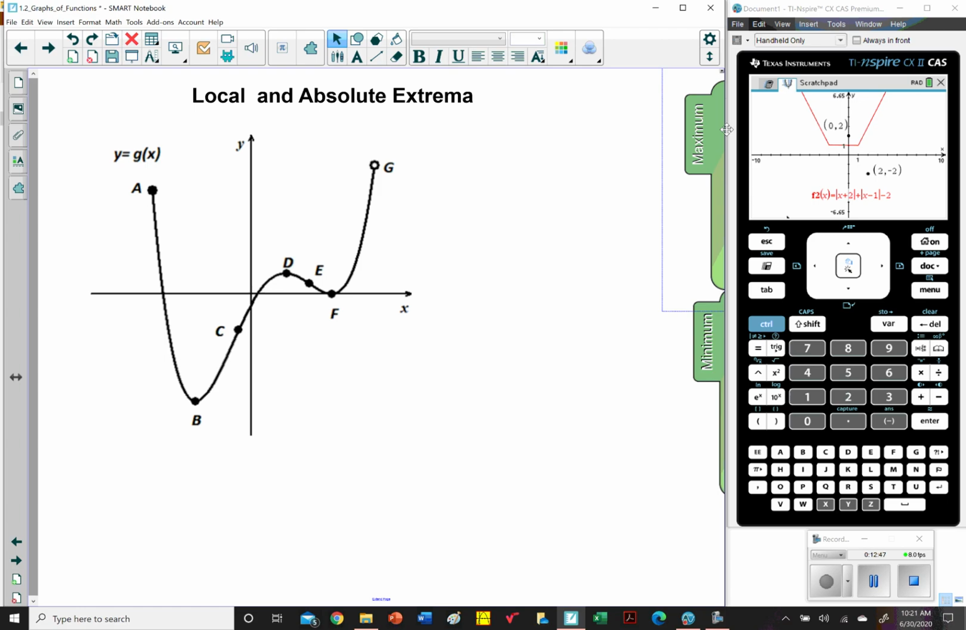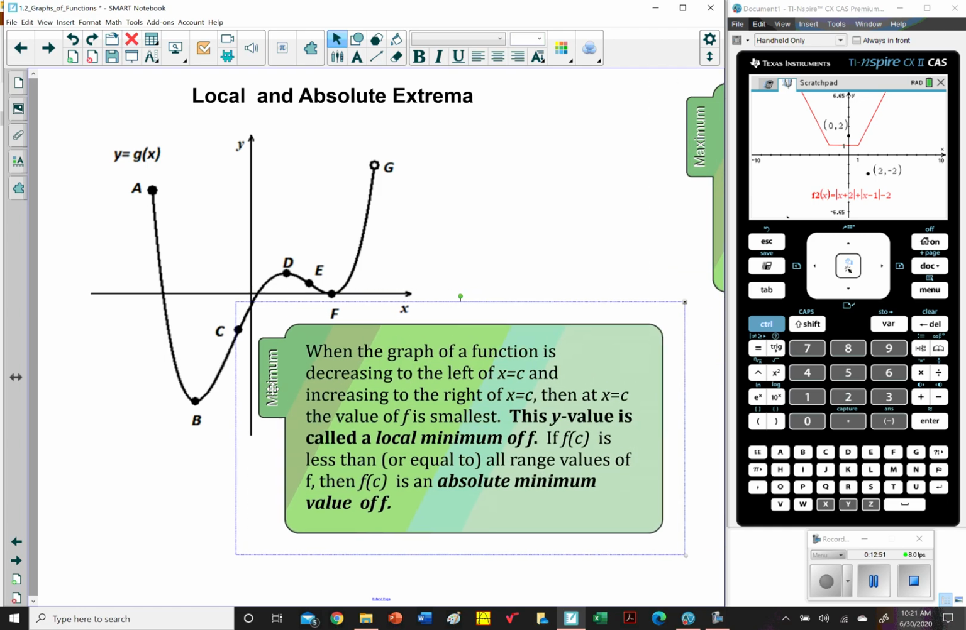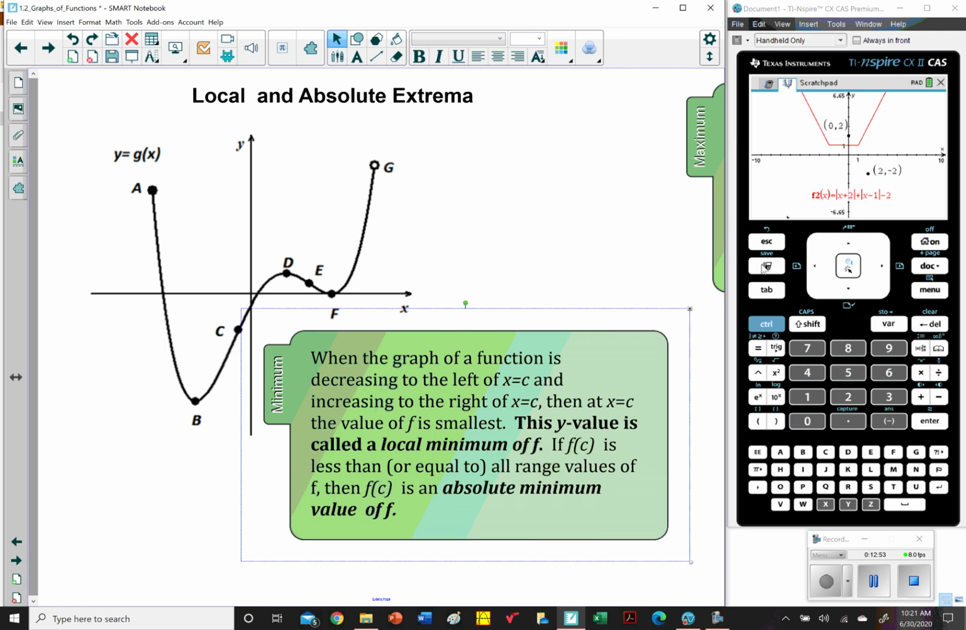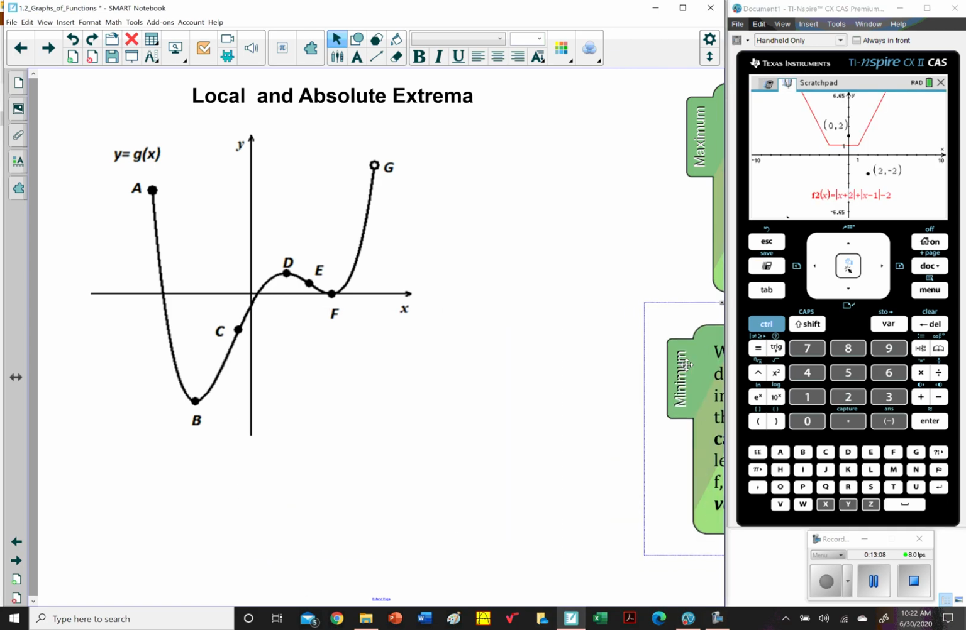And then a minimum would be just the opposite. When a graph of a function is decreasing to the left and increasing to the right, then that value of f is the smallest, and that would be called a local minimum in that case. And we can explore those ideas here.